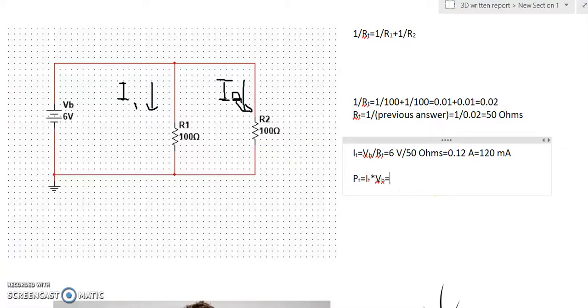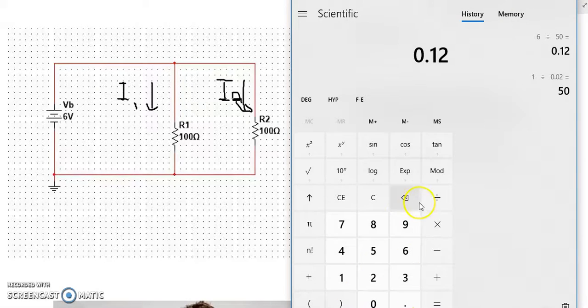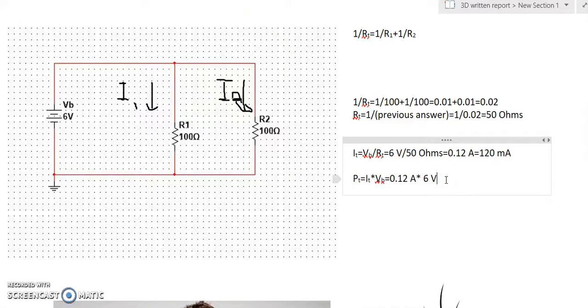Okay, so let's go ahead and calculate this. So I have 0.12 amps times 6 volts. And when I pull up my calculator, that's going to be 0.72 watts. I'm going to convert this into 720 milliwatts. So that's my total power of my circuit.